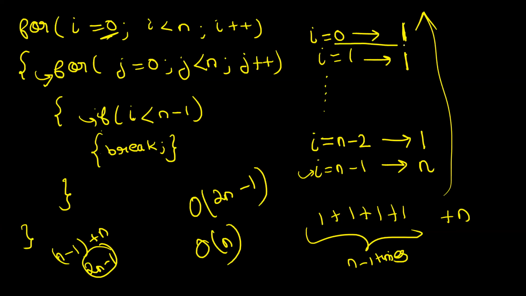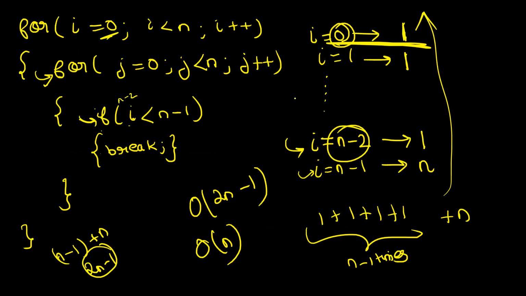Who has understood till here? First tell me, is everyone clear with this? For i equal to 0, the inner loop runs only once because you enter the if block and you break. Similarly, till the value of i is n minus 2, you enter this condition, n minus 2 is less than n minus 1, this will be true. You enter the if block and you break. So for all values of i starting from 0 till n minus 2, the inner loop only runs once. Do you all agree with this?